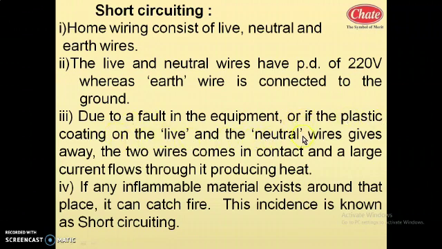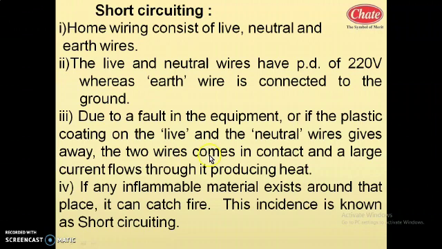on the live and neutral wire gives away due to a fault in equipment. So whenever we are using the same wiring for many years, like 20 years, 50 years, what happens? The plastic coating on the wire may have cracks, so it may give away. The two wires may come in contact.